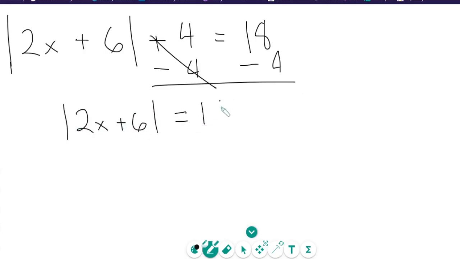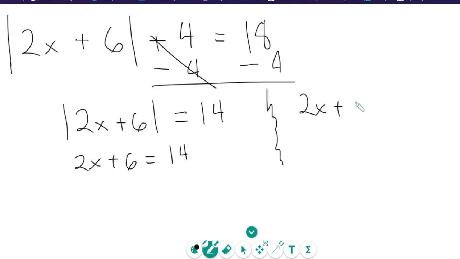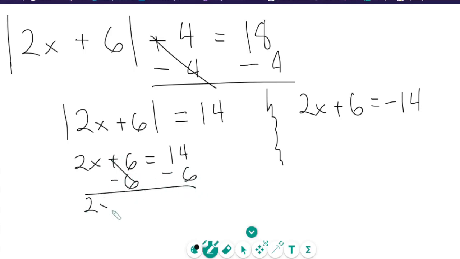equals 14. Now we can create two equations. So we have 2x plus 6 equals 14. And then 2x plus 6 equals negative 14. Now we can solve for x. Subtract 6 from both sides. 2x equals 8, and x equals 4.